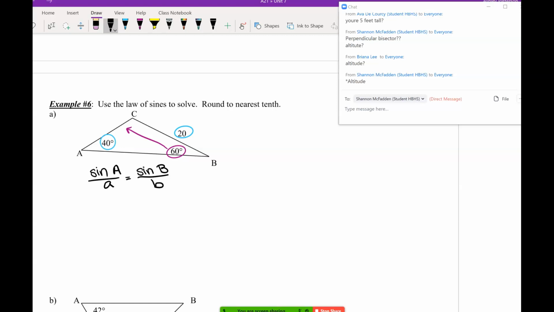And let's plug in what we know. We know that angle A is 40, so we have the sine of 40 degrees over little a, which is 20. And I'm going to set this equal to the sine of 60 degrees, because that's angle B, over little b, because that's what we're trying to find right now.